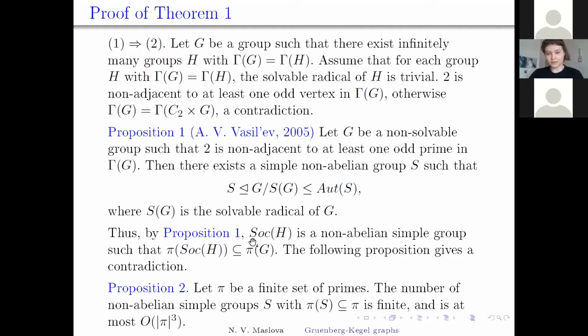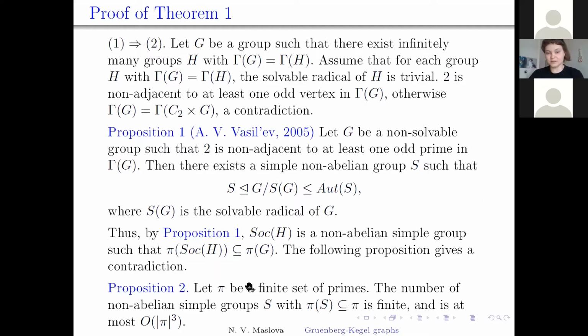We will conclude that these almost simple groups, with the same Gruenberg-Kegel graphs as G, are such that their prime spectra are contained in the prime spectrum of G, which is finite. And the following proposition gives a contradiction.